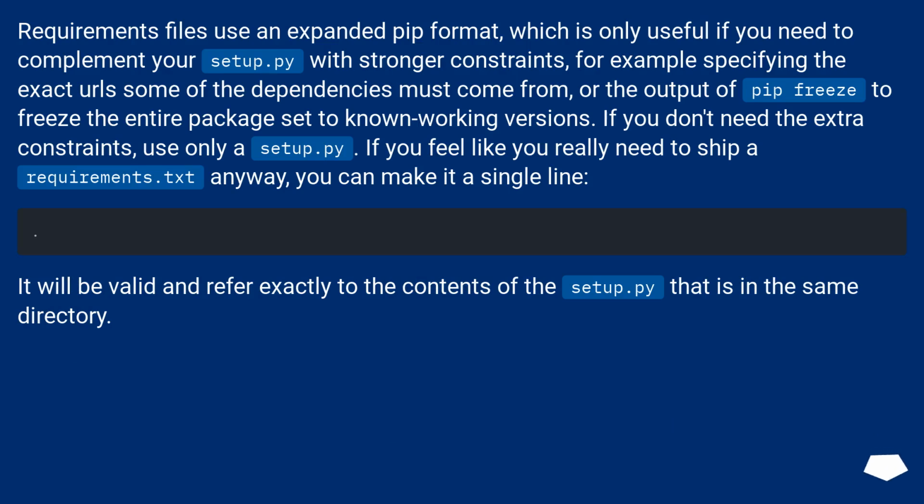Requirements files use an expanded pip format, which is only useful if you need to complement your setup.py with stronger constraints, for example specifying the exact URL some of the dependencies must come from, or the output of pip freeze to freeze the entire package set to known working versions. If you don't need the extra constraints, use only a setup.py. If you feel like you really need to ship a requirements.txt anyway, you can make it a single line. It will be valid and refer exactly to the contents of the setup.py that is in the same directory.